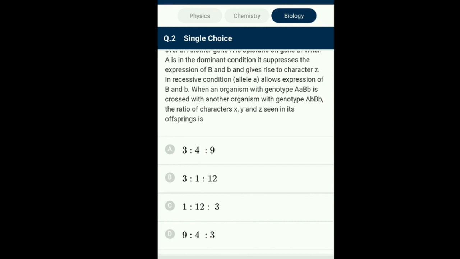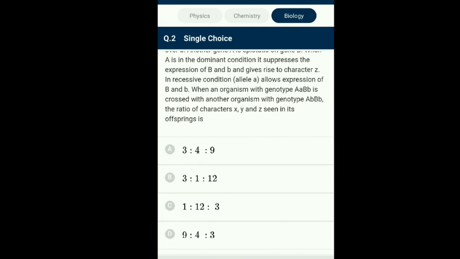According to the data given, character small x will be expressed in organisms having genotype small a, small a, capital B, or small a, small a, capital B, small b. Character small y will be expressed in organisms having genotype small a, small a, small b, small b. Character z will be expressed in organisms having genotypes capital A, capital B, capital A, capital B, small b, capital A, small b, capital A, small a, capital B, capital A, small a, capital B, small b, and also capital A, small a, small b.